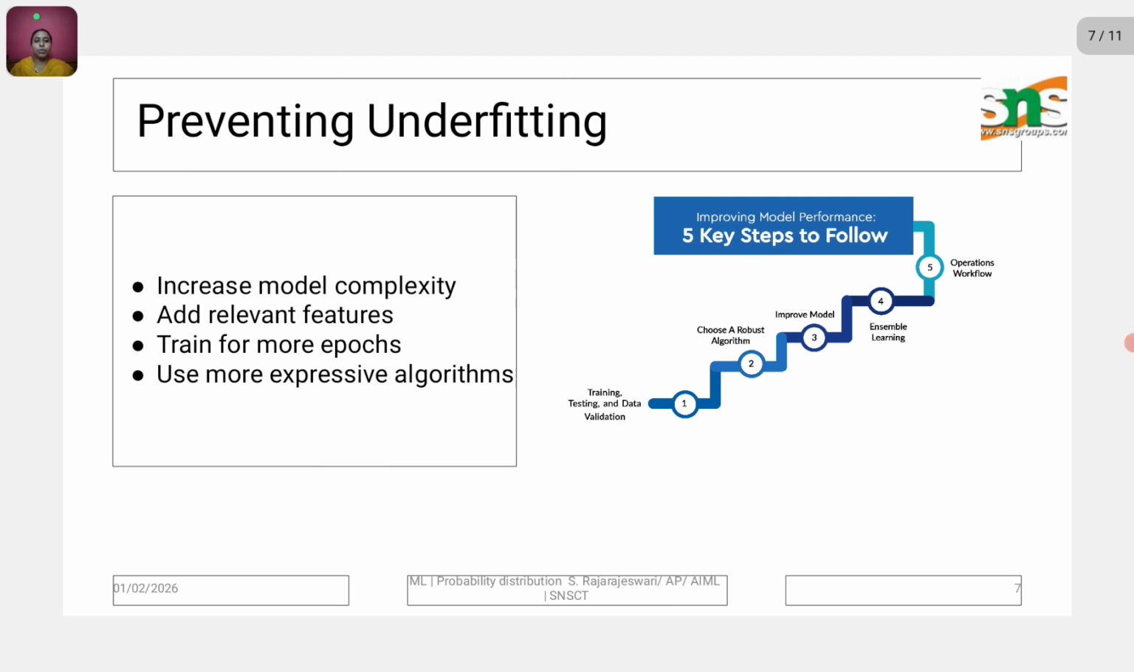To improve model performance we have the basic steps, mainly training, testing, and data validation. Next we choose a robust algorithm to improve the model, and use ensemble learning to get the desired outcome by using the workflow operations. So these are the basic key steps to prevent underfitting.